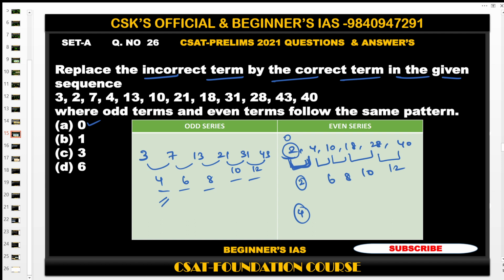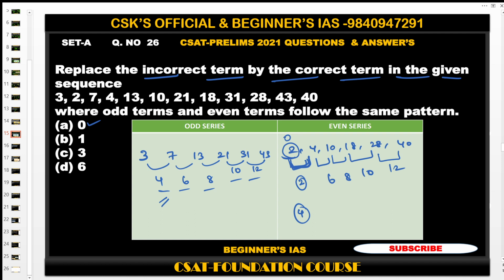The question follows some even and odd pattern. The even series follows a pattern and the odd series follows a pattern, so here you need to identify the pattern. The odd series difference is 4, 6, 8, 10, 12. Understood the odd series? Fine. The even series has to follow that one.